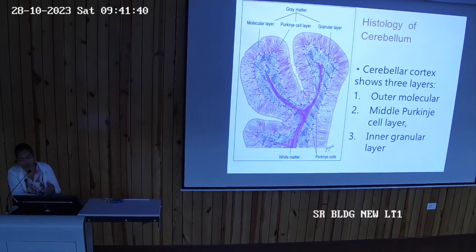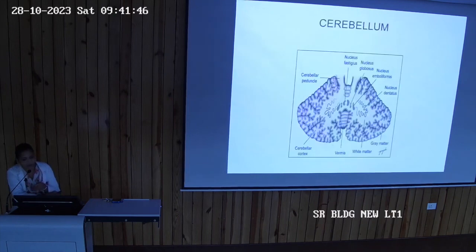Then we have white matter, which consists of myelinated axons, and in the center of this white matter we have again a collection of neurons which forms the nuclei of the cerebellum. From the medial to the lateral side we have the fastigial nucleus. Just for knowledge, this will be discussed again in neuroanatomy. We have fastigial nucleus, globose nucleus, then emboliform nucleus and dentate nucleus. These are the nuclei embedded in the white matter of the cerebellum.